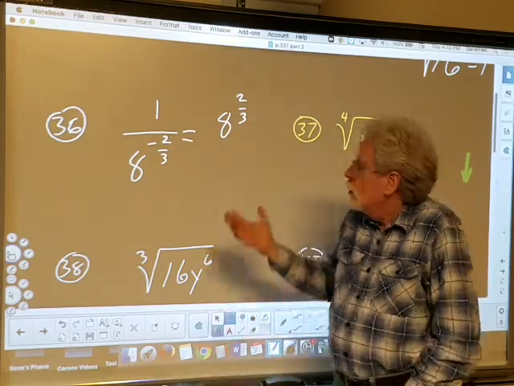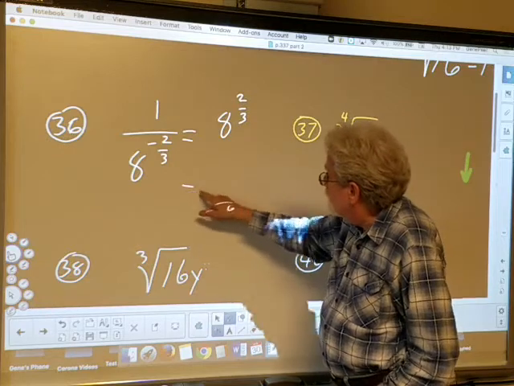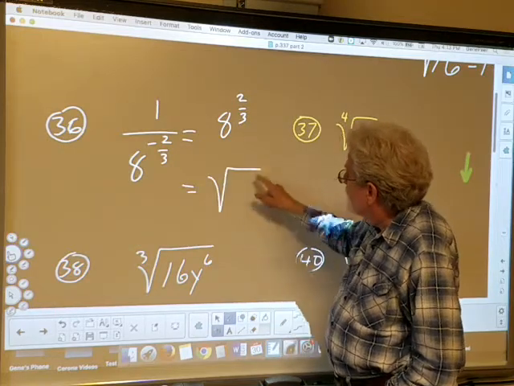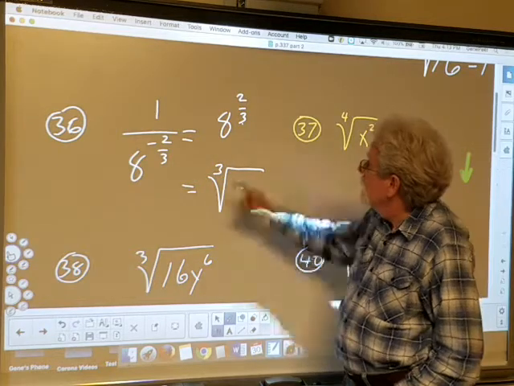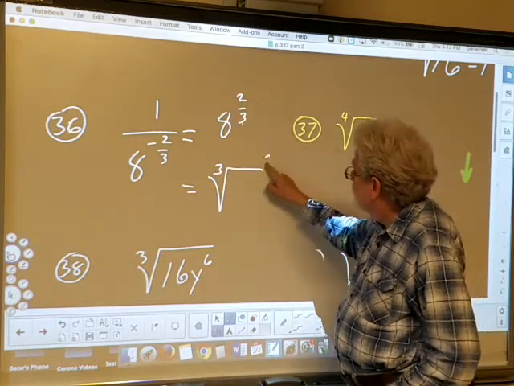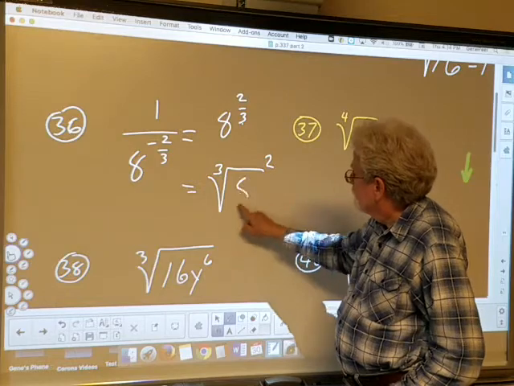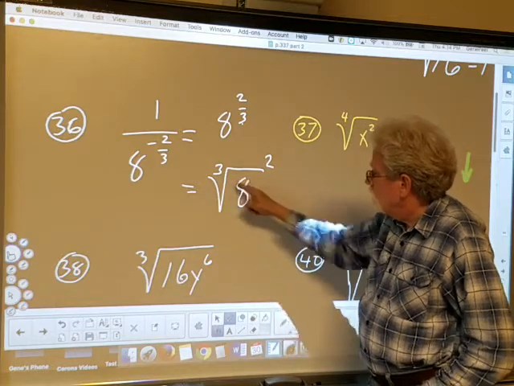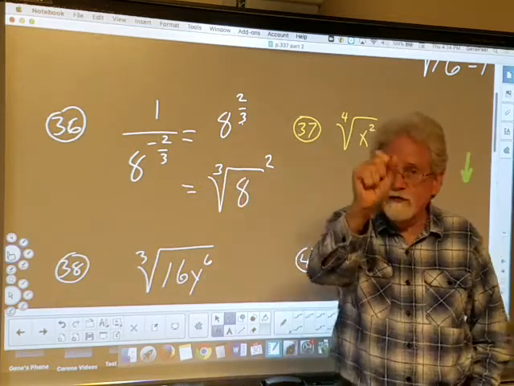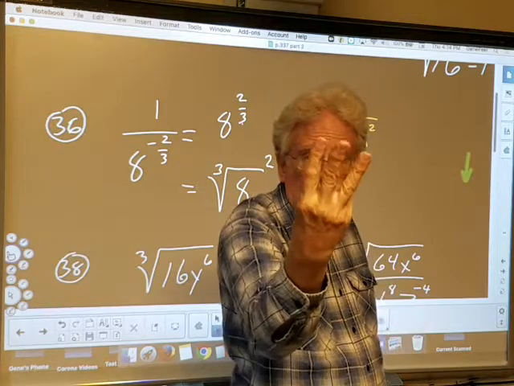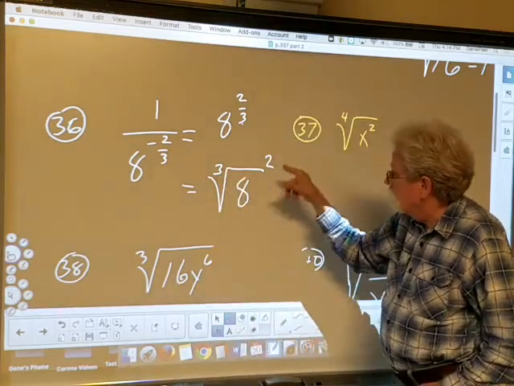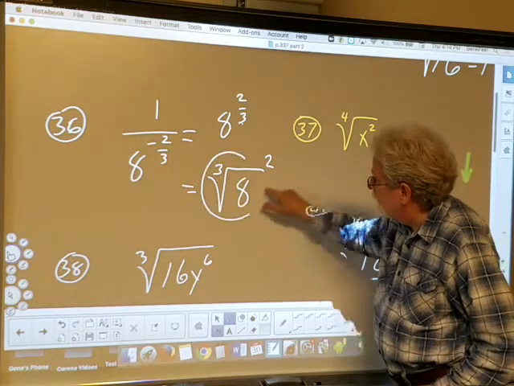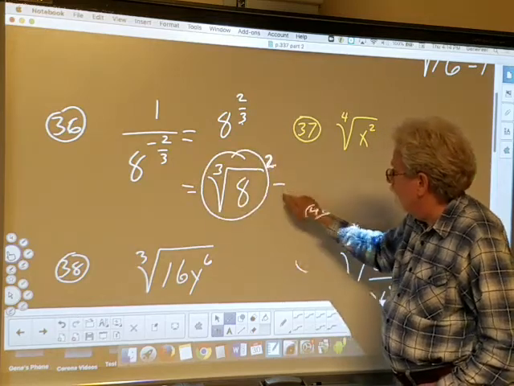Done. Or you could write it out the long way and express it as, remember, denominator becomes the index, numerator becomes the power. Cubed root of 8 is 2, because, yes, 2 times 2 times 2 is 8. The cubed root of 8 is 2. Then we have 2 to the second, which is 4.